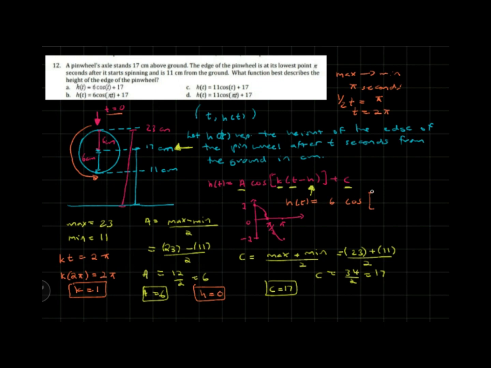So now we have 6 cosine t plus, and then the horizontal axis here was 17. So the function here, h of t, is equal to 6 cosine t plus 17. So your answer is going to be A.